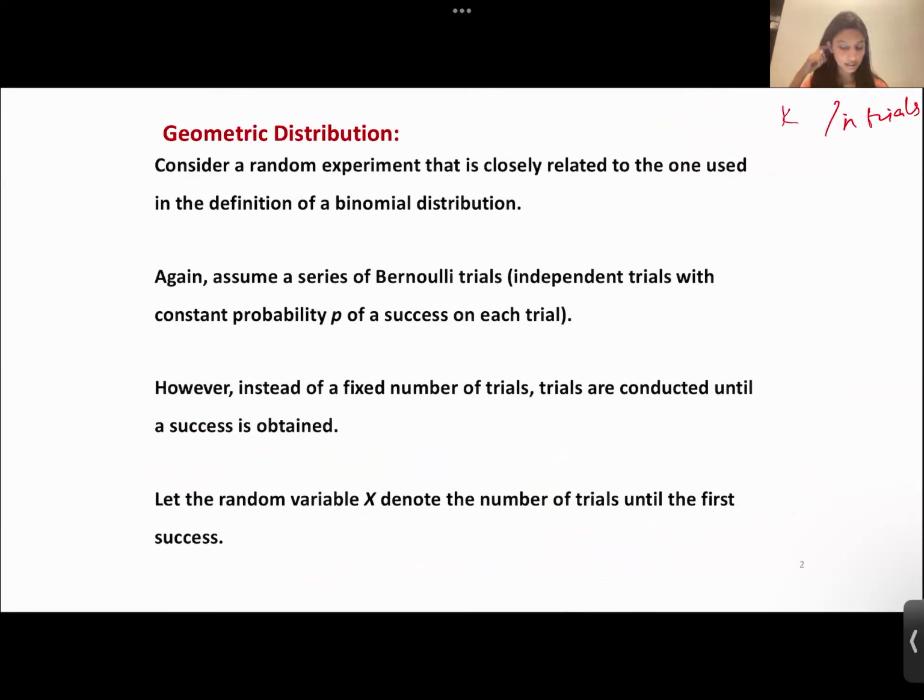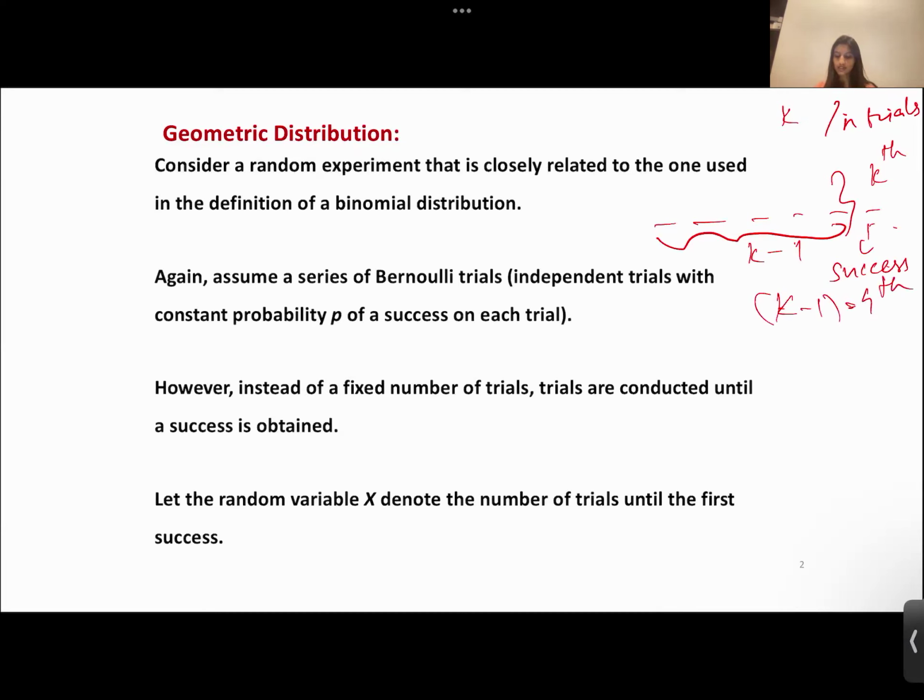But here you don't have n trials. You just conduct trials and you stop the experiment whenever you get a success. Let's say you get a success at the 5th attempt. So that is your kth attempt, the attempt where you get a success. All the attempts before that are k minus 1. So at the 5th attempt you get a success, but until your k minus 1th attempt, which is the 4th attempt, it is a failure.